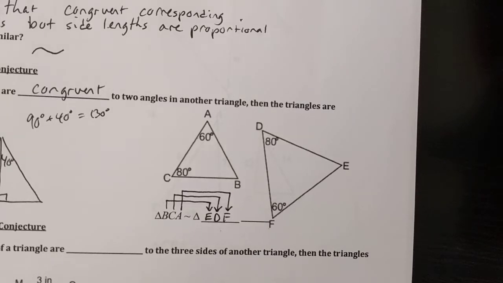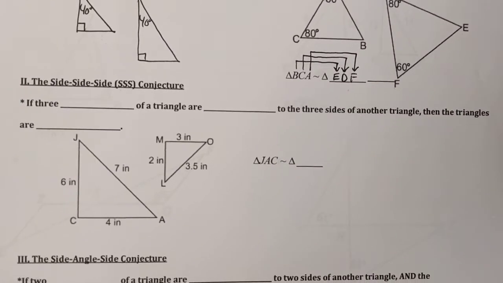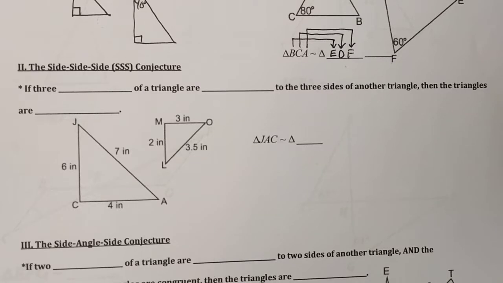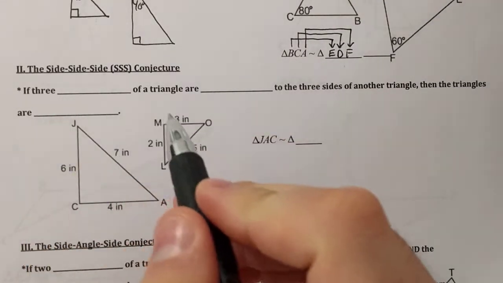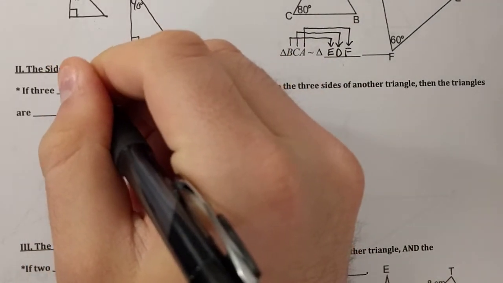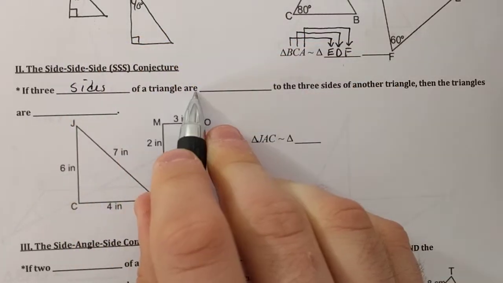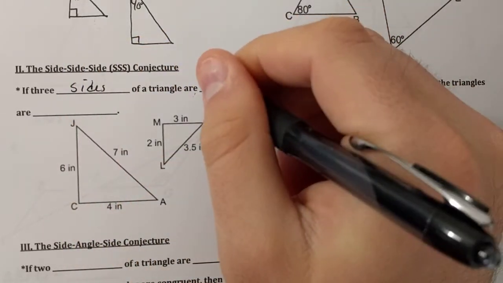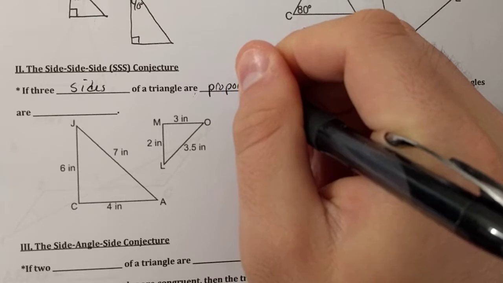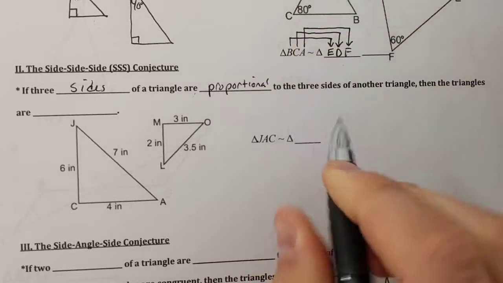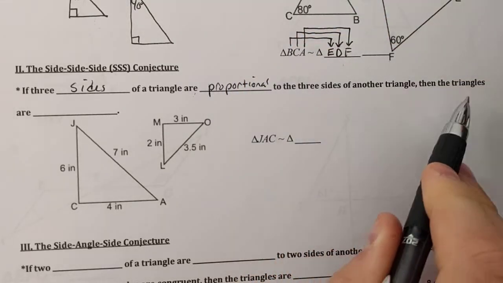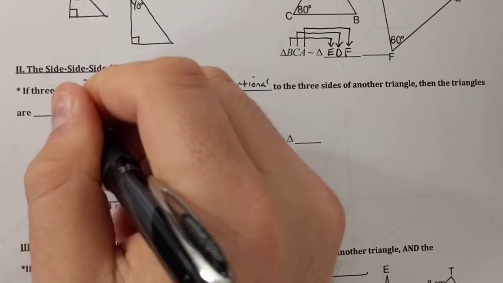The second type of theorem is the side, side, side theorem. It says that if three sides of a triangle are proportional to three sides of another triangle, then the triangles are similar.